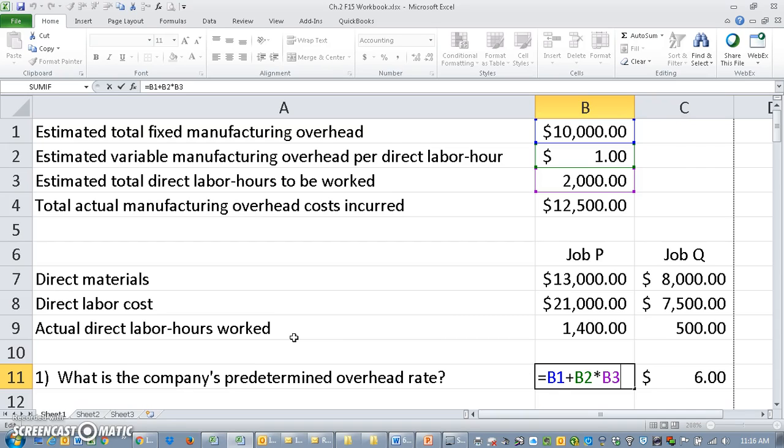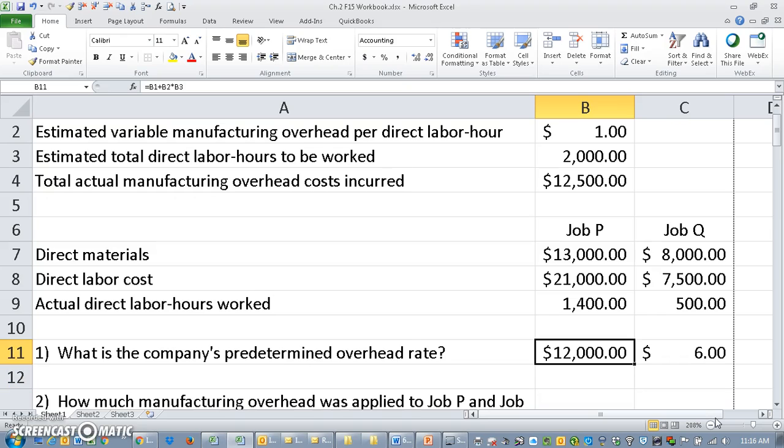So anyway, back to the first problem. As you can see, we've got our estimated total fixed manufacturing of $10,000. We know that our variable portion is $1 per labor hour, and we've estimated 2,000 labor hours to be worked in the month. So this equation is just multiplying the 2,000 hours times the dollar and adding the $10,000 in fixed manufacturing overhead. That gives us a total manufacturing overhead of $12,000.